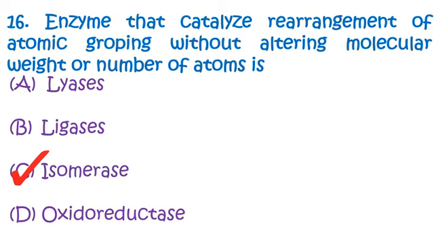The other enzymes, such as the lyases, bring about the cleavage of a specific covalent bond and removal of groups without hydrolysis. Ligases are the enzymes that join the strands of DNA, and the oxidoreductase enzymes catalyze the transfer of electrons from a donor, which is also called a reductant, to an acceptor, which is the oxidant.